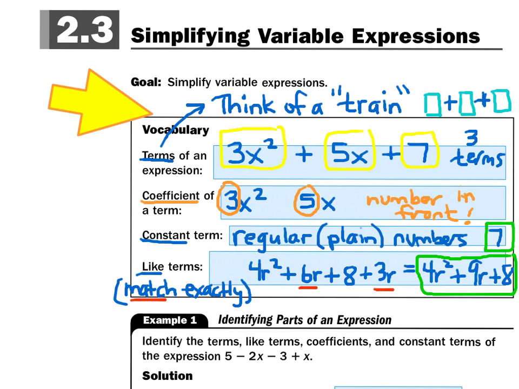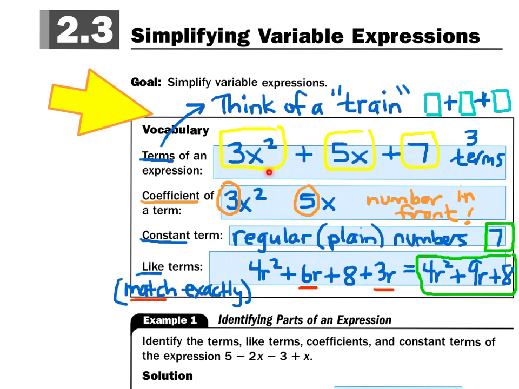Okay, so today we're going to talk about simplifying variable expressions. Now the first vocabulary term is really important. It's called terms. And terms of an expression, I always tell people to think of a train, like the cars are linked together by the tow hitch. And so a term is all of those cars, okay? And what connects terms together are either addition or subtraction signs.